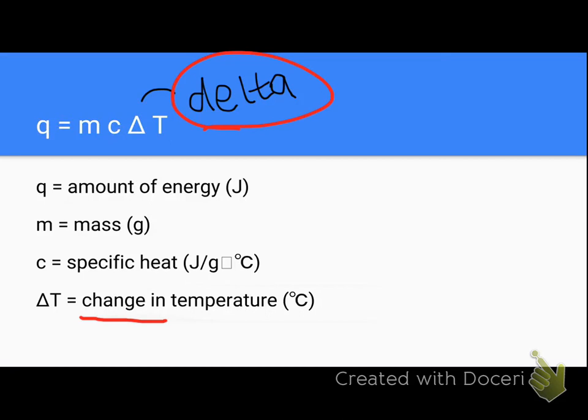So what we're looking at with our change in temperature is the difference between the final temperature and the initial temperature. So what we're actually going to do is final minus initial.